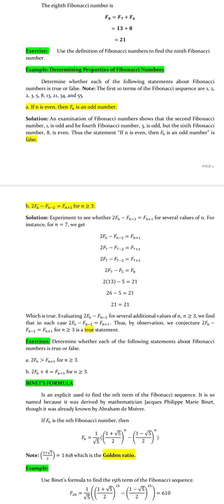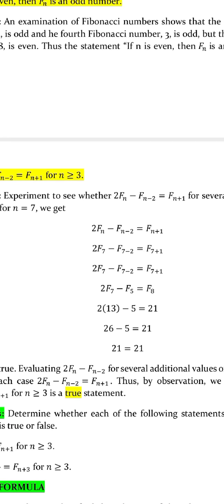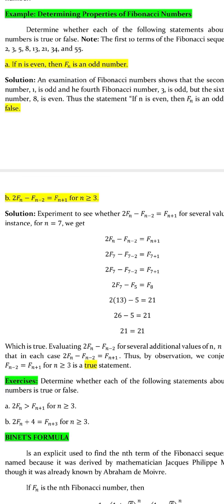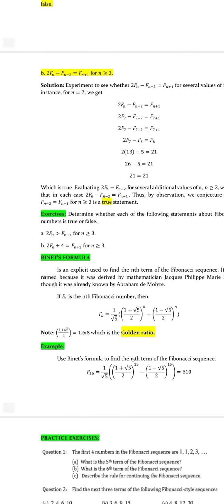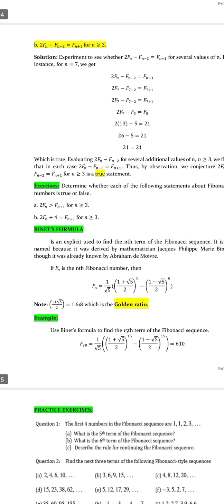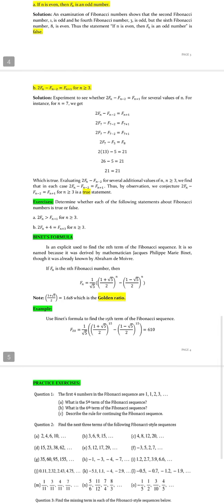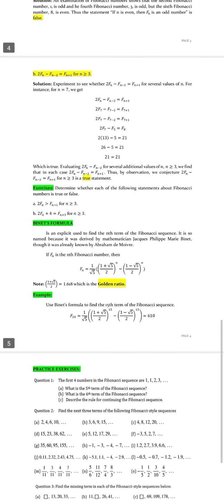So, the question: ma'am, can I replace n by 2? No. Because there is a given condition that n must be greater than or equal to 3. So, you start only from 3 and up. Okay? So, we have this exercise so you can also practice determining whether the given property of Fibonacci numbers is true or false.